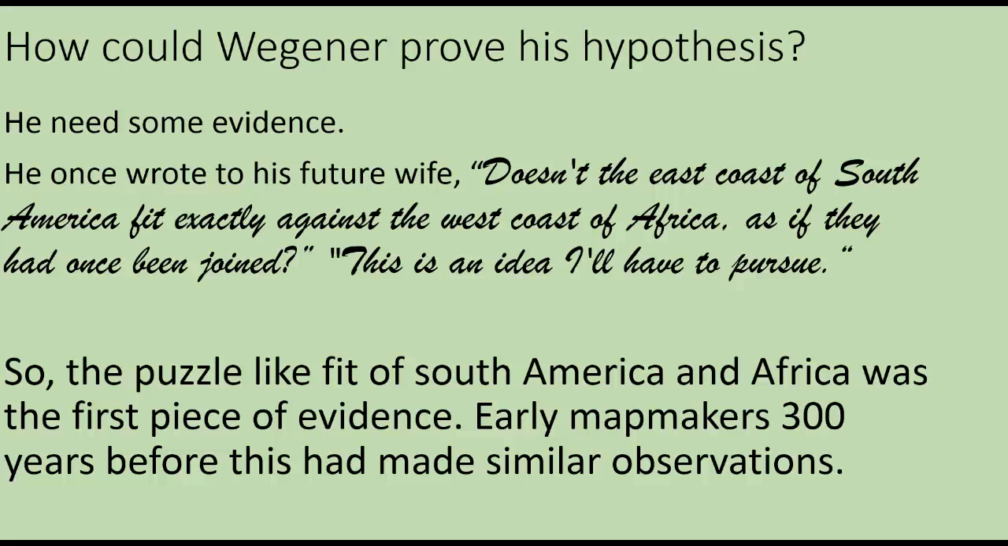And he actually had written his future wife, his fiancée, on one of his scientific exploration missions. He went to Greenland, I think the continent of Greenland, 4 separate times. He said this: "Doesn't the east coast of South America fit exactly against the west coast of Africa as if they had once been joined? This is an idea I'll have to pursue." So he did. And actually, he wasn't the first to think about this. There's evidence that the early map makers about 300 years ago actually had similar observations about Africa and South America.